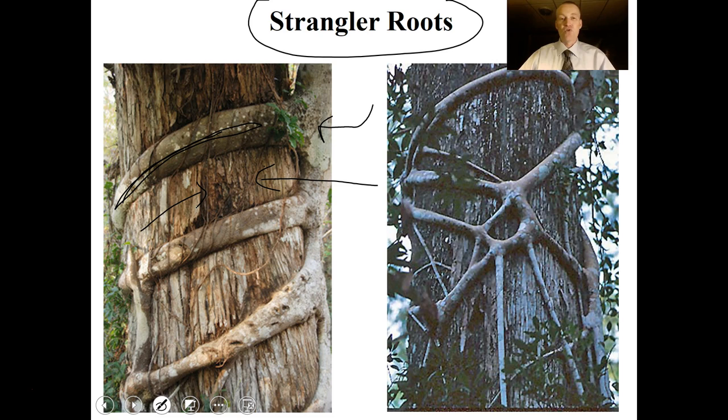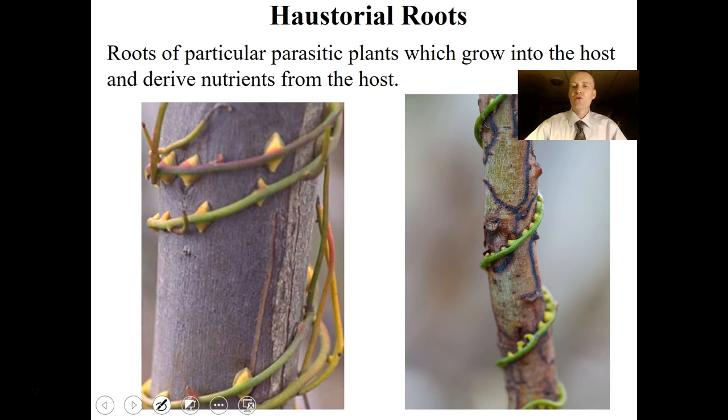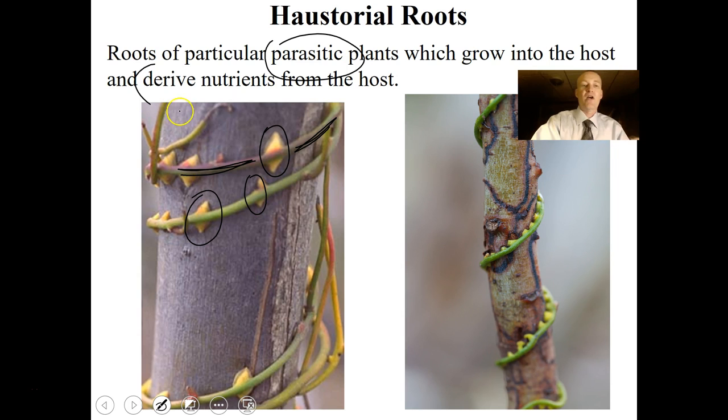There are also haustorial roots. These are roots of some parasitic plants, and they grow into the host. Notice in this graphic that the parasitic plant, here's the stem of it, is actually growing into the plant, deriving nutrients from the plant, parasitizing the plant. You can see it really well here as well.